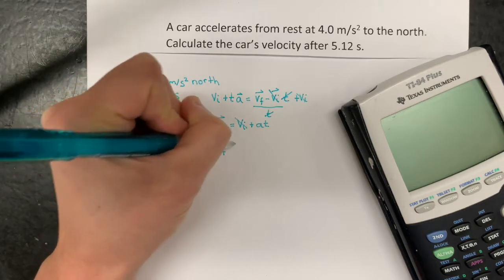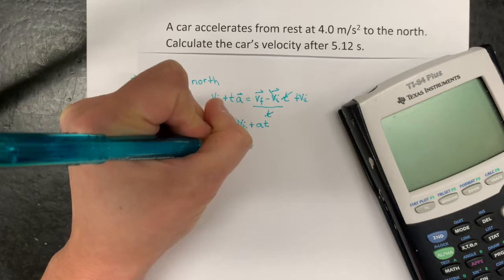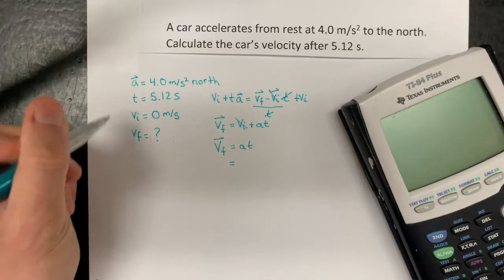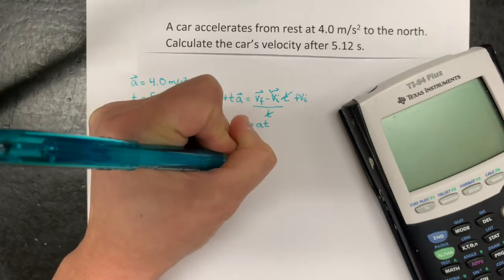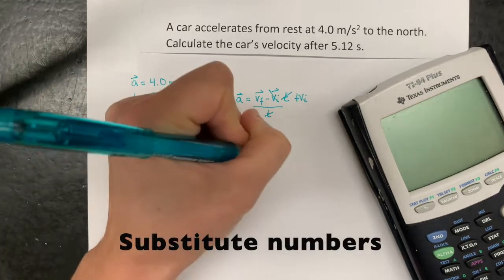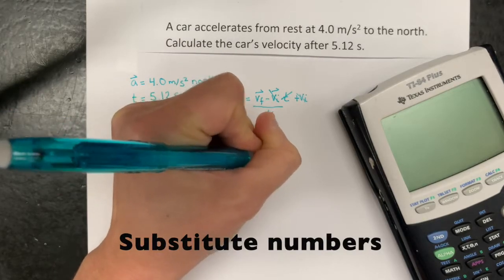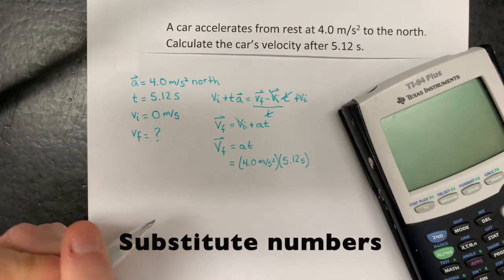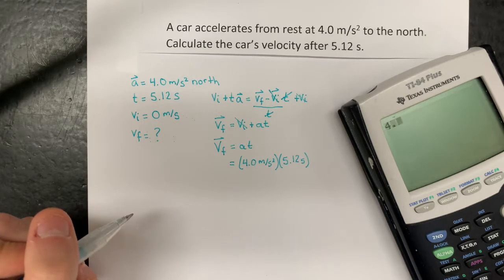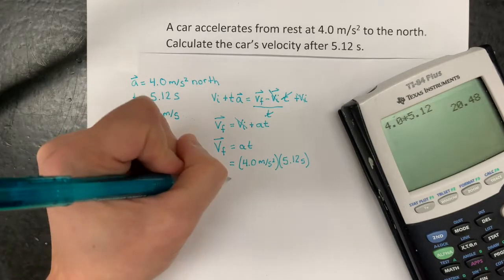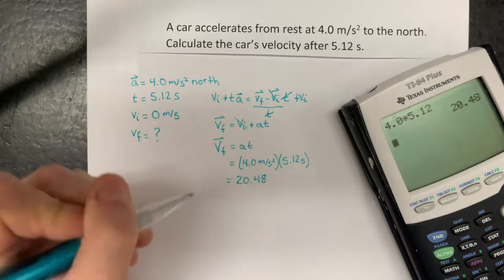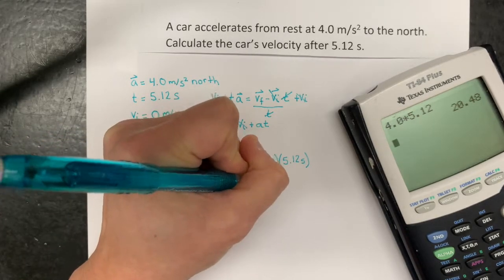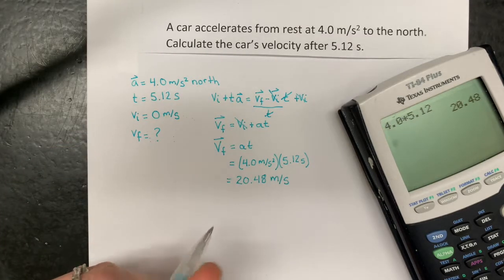Because my vi is equal to 0, I can also cancel out vi, and I'm left with vf equals at. So vf equals acceleration 4.0 meters per second squared times t, 5.12 seconds. So now I can punch that into my calculator. 4.0 times 5.12, and I get an answer of 20.48. Because this is a velocity, my units will be meters per second, and so this is my answer.